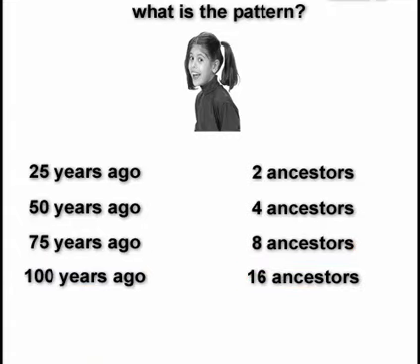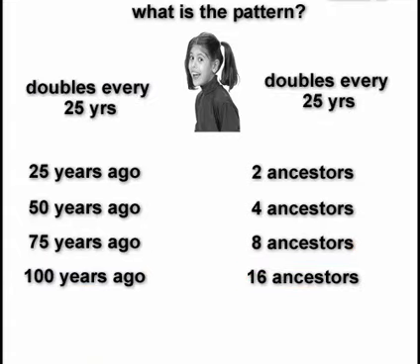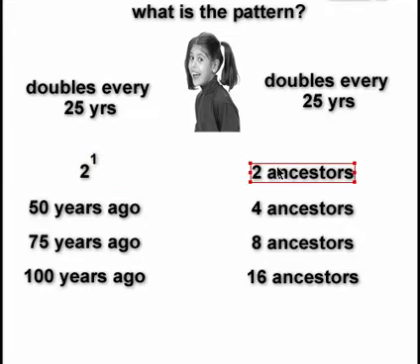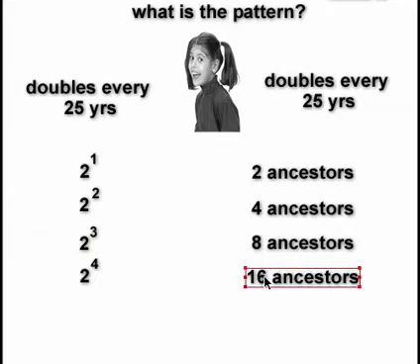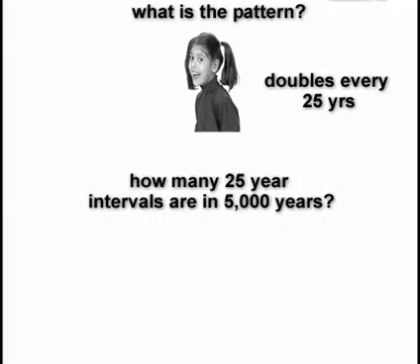So let's see if we can't figure this out using algebra and exponents. So it doubles every 25 years. So the first set of 25 years, 2. Second set, 4. See the pattern here. It's 2 raised to the number of 25-year intervals there are. 2 to the 3, 2 to the 4, right. So we now have a pattern.